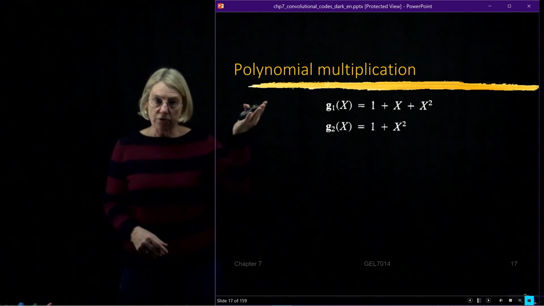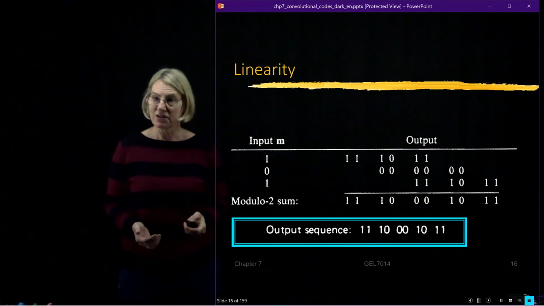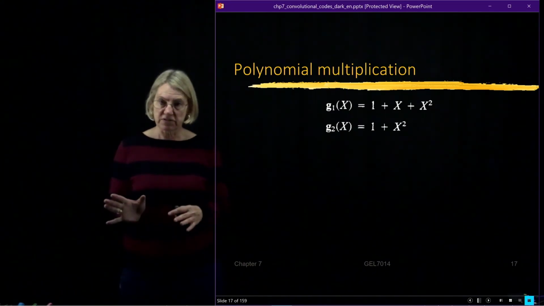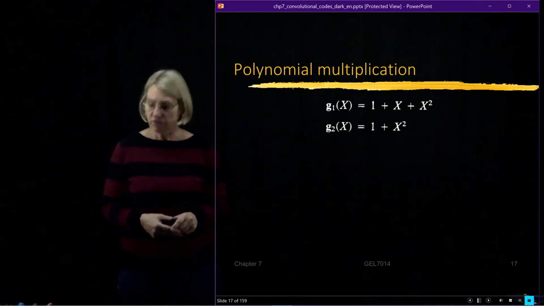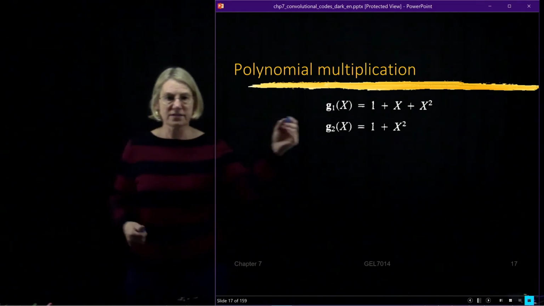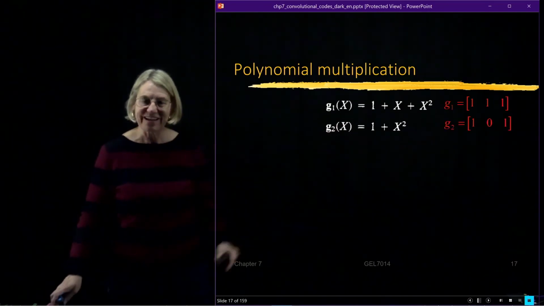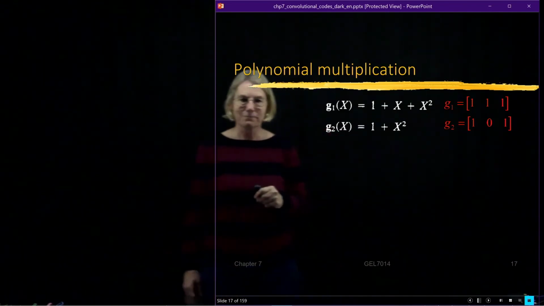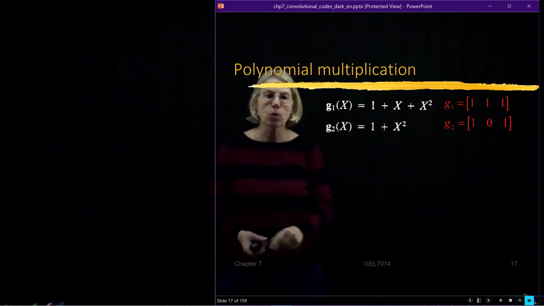So this is our encoder. For our encoder, suppose we want to represent it as a polynomial multiplication. We saw here we could represent it as a convolution with the impulse response. Now I'm going to have another mathematical representation, and in this case, I'm going to use my vectors. My vectors, if you recall, were 1, 1, 1 and 1, 0, 1. So now I'm going to take these vectors, and I'm going to assume that they are coefficients in a polynomial.